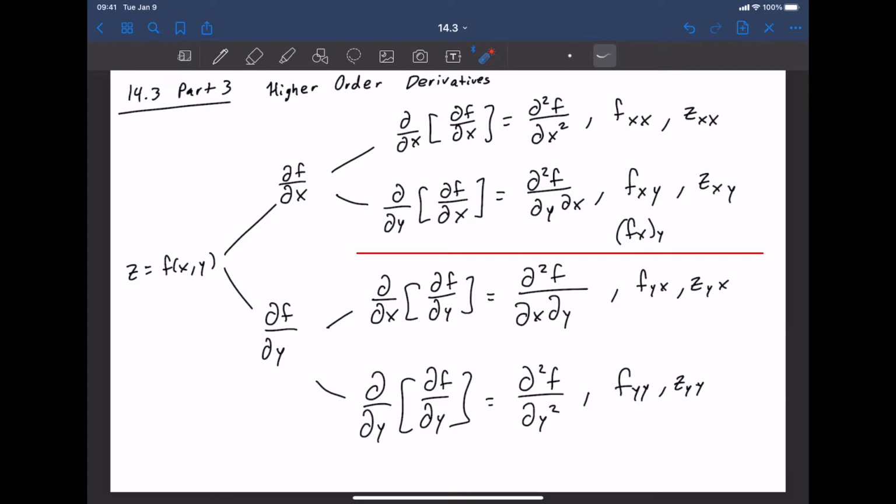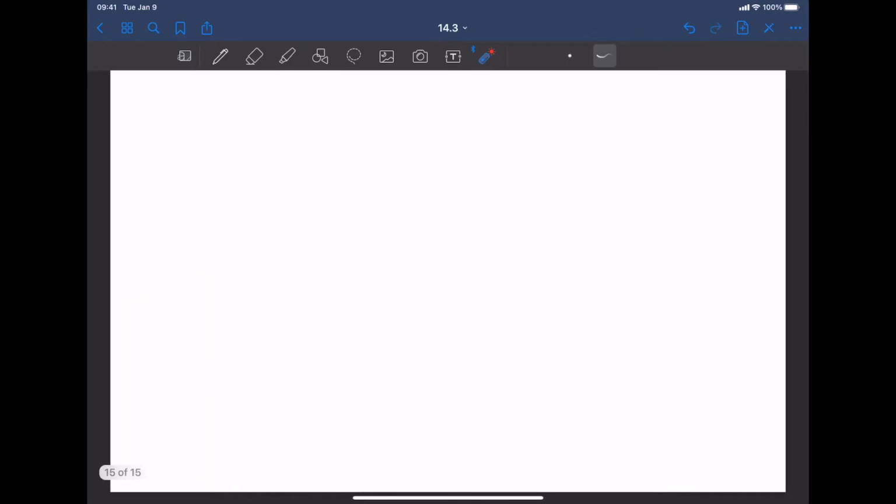No time like the present to do examples. Everything will look better in the morning. We have g of x, y: x cubed y squared plus x y cubed minus 2x plus 3y plus 1.